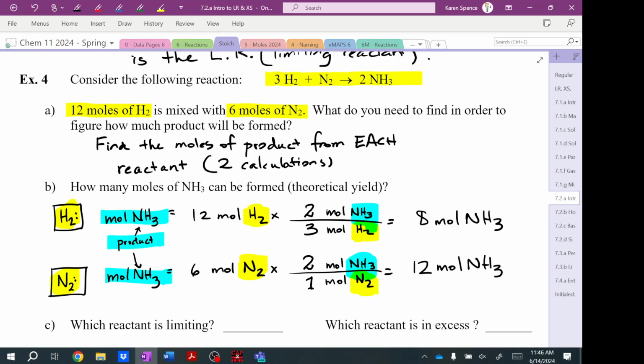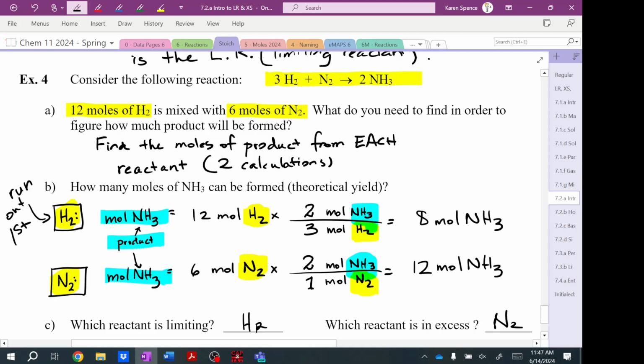Who runs out first? H2 or N2? We run out of H2 first. So that means that H2 is the limiting reactant. Yes, of course. And the excess reactant is the N2.